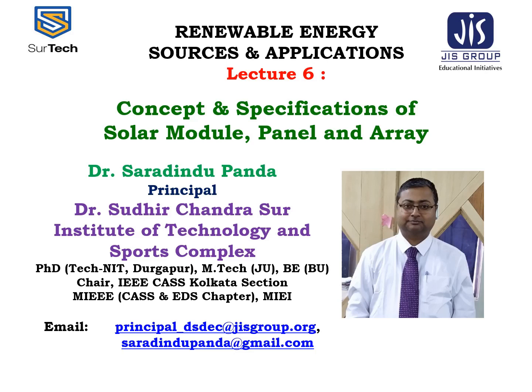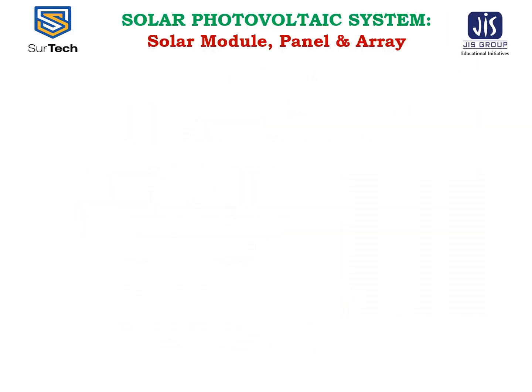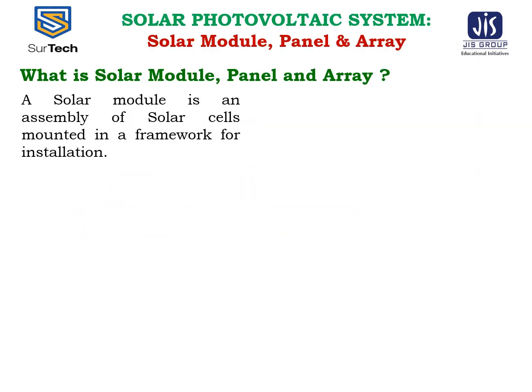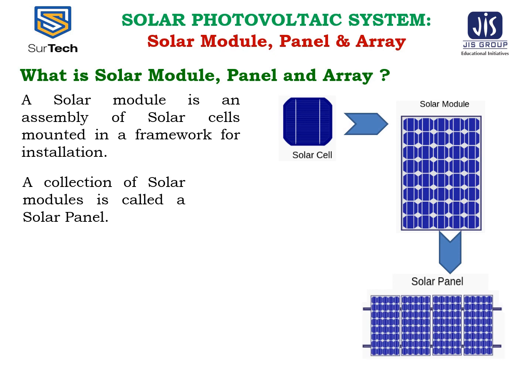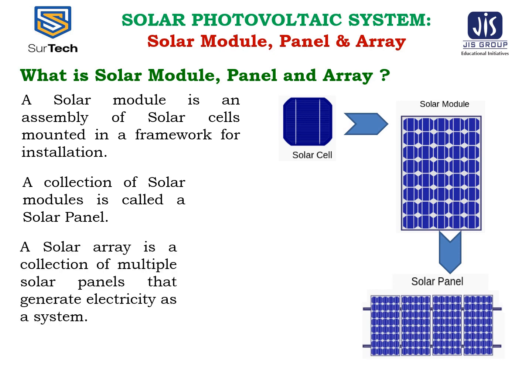Today I want to discuss what is the solar module, what is the solar panel and the array, and the specifications of the solar module, panel and array. So what is the solar module? The solar module is an assembly of solar cells mounted in a framework for installation. A collection of solar modules is called a solar panel, and the solar array is a collection of multiple solar panels that generate the electricity as a system.